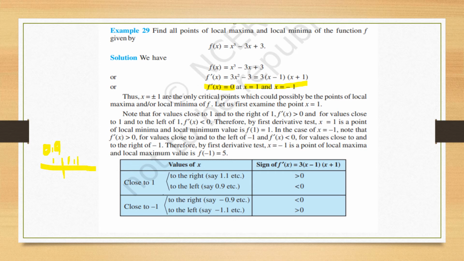For minus 1, I'll take minus 0.9 to the right, and to the left I'll take minus 1.1. When I put in minus 0.9, I find the result is negative, and on the other side it is positive. So from positive to negative means it is the point of maxima, and from negative to positive means it is the point of local minimum.